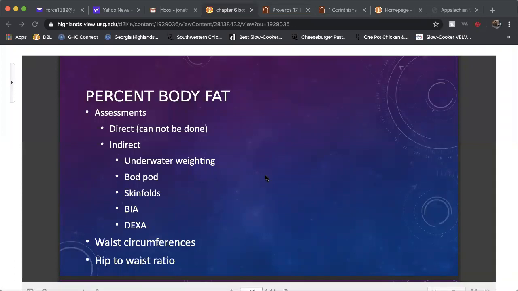Now, what happens to tissues when you throw them into like a really strong acid? What happens to them? Dissolve. Yeah, they dissolve. So what's going to happen is the body's going to start to dissolve.